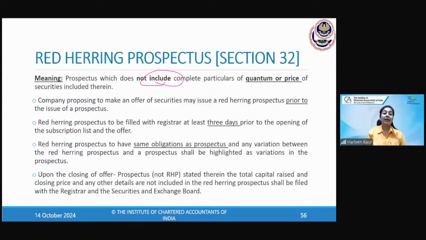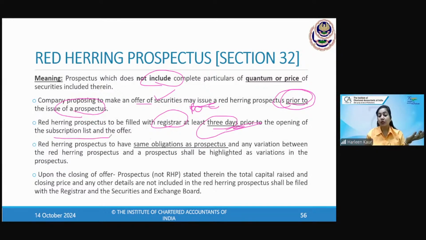All right. So red herring prospectus means a prospectus which does not include complete particulars regarding the quantum of securities or their price. A company proposing to make an offer may issue a red herring prospectus before the issue of the prospectus. Red herring prospectus comes prior to the issue of prospectus. So before you issue the prospectus, you are coming up with the red herring prospectus. And how many days prior? It shall be filed with ROC at least 3 days prior to the subscription list and the offer. So red herring prospectus has to be brought into the picture.